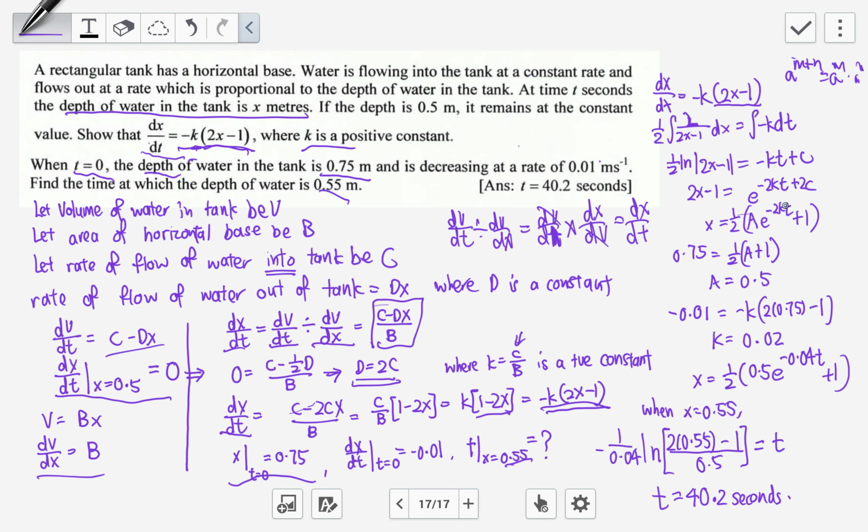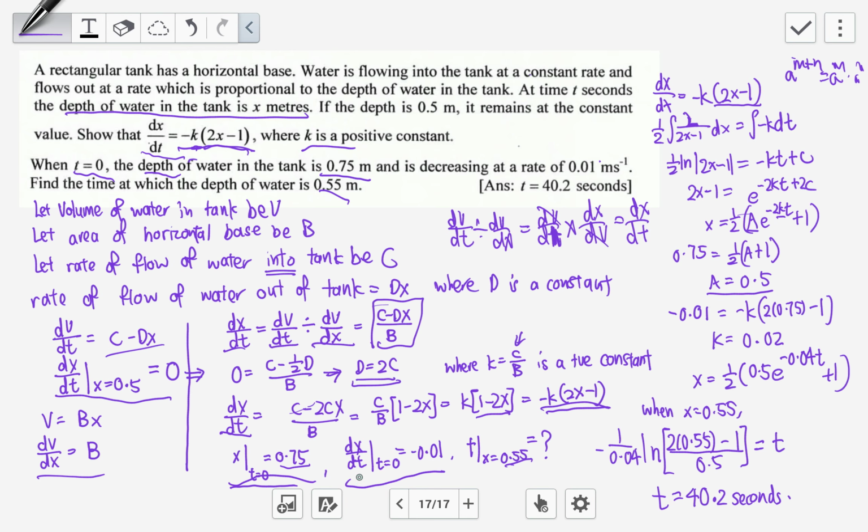This term has 2 unknown constants. We'll try to solve for them using the information provided to us. So when x equals 0.75, t equals 0. When t equals 0, e to the power of 0 is 1, so I am left with A inside. A plus 1, then half, equals 0.75. So 2 multiplied by 0.75 is 1.5. 1.5 minus 1 will give me 0.5. So I know that my A equals 0.5.